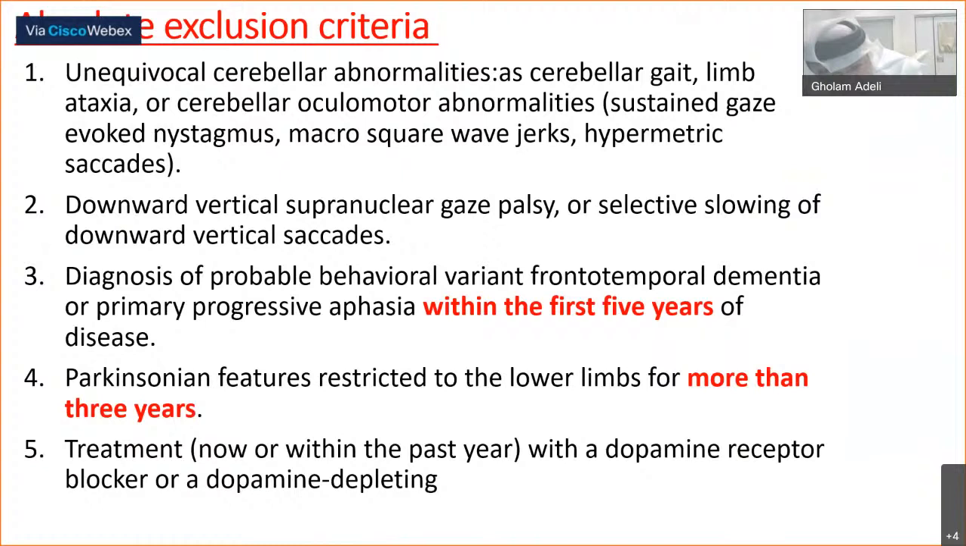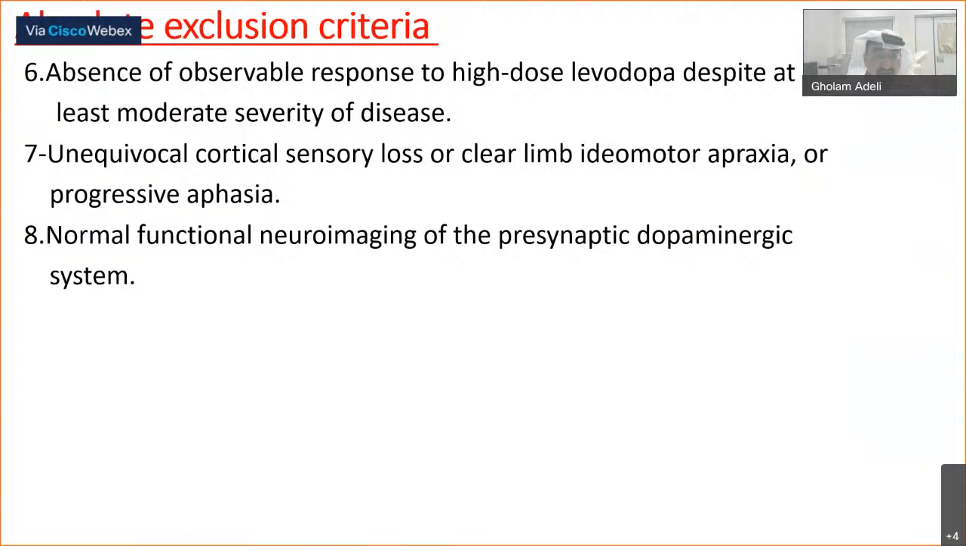This is what we used to call vascular Parkinsonism, or NPH, normal pressure hydrocephalus, in the first 3 years. Then, if you have treatment with dopamine blockers in the prior 6 months or 1 year. So if you are giving a high dose of levodopa and still you are not seeing any response, this is not Parkinson's disease, you think of something else. If you examine the patient and he has a cortical sensory loss, then you are dealing with corticobasal degeneration.